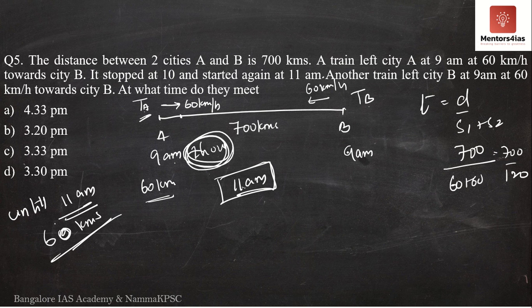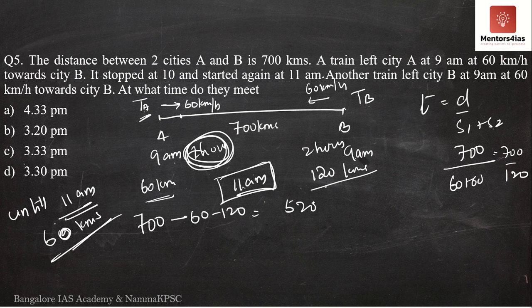Train B does not stop anywhere. So from 9 a.m. to 11 a.m., continuously for 2 hours, it would have covered 120 kilometers. So the remaining distance to be covered is what? It is 700 minus 60 minus 120, or 700 minus 180. It is equal to 520 kilometers. Therefore, the distance to be covered is now 520 kilometers.